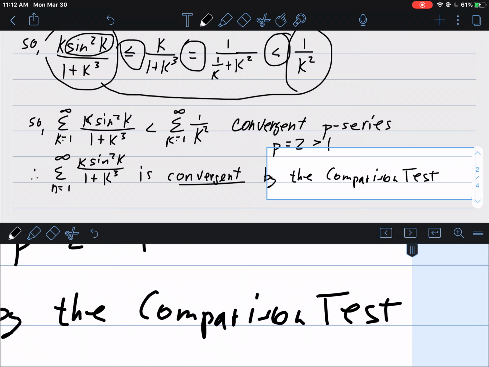Okay. All right, I have one other example. I want to give you another example with that limit comparison test.